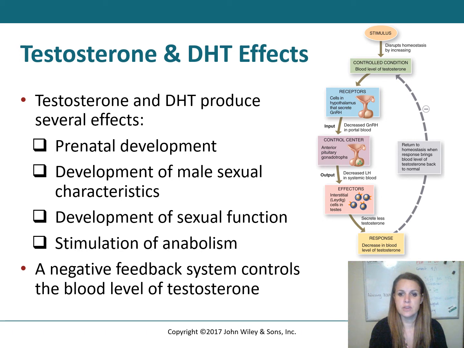It's controlled via a negative feedback mechanism. So basically, if you look at the mechanism above, you see that a stimulus, which is an increase in the level of testosterone, will cause a decrease in the secretion of GnRH, which will lead to a decrease in secretion of LH, which will cause the Leydig cells to secrete less testosterone, and the response is a return to homeostasis.